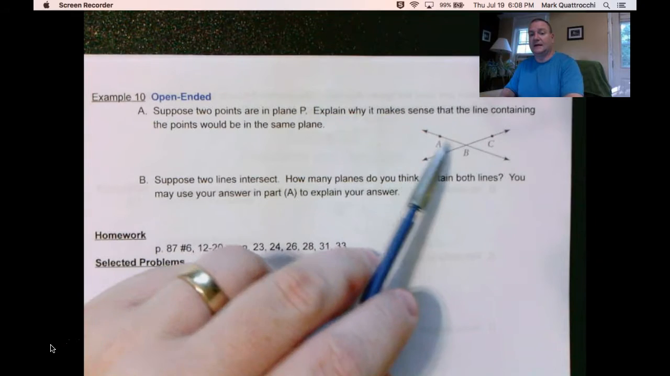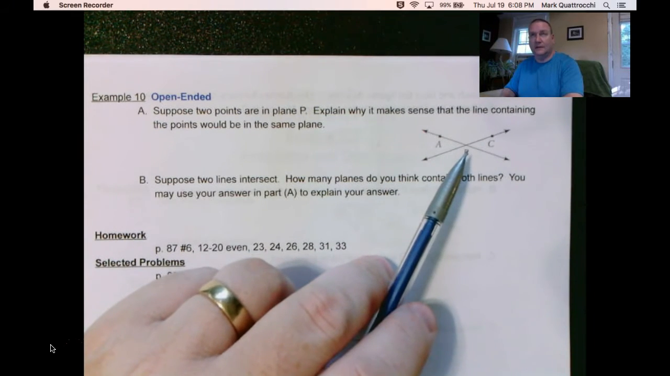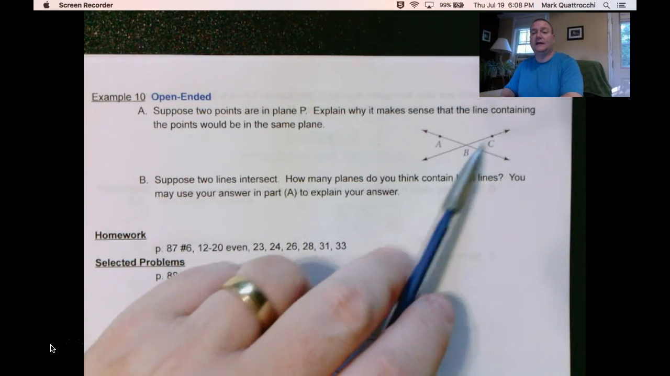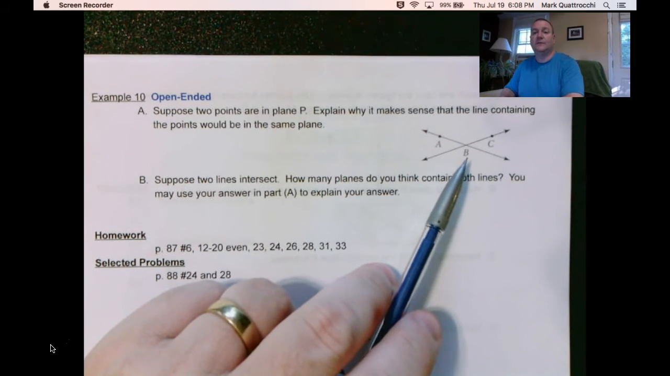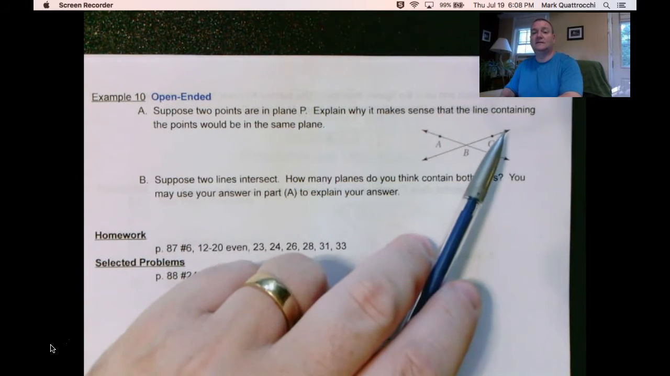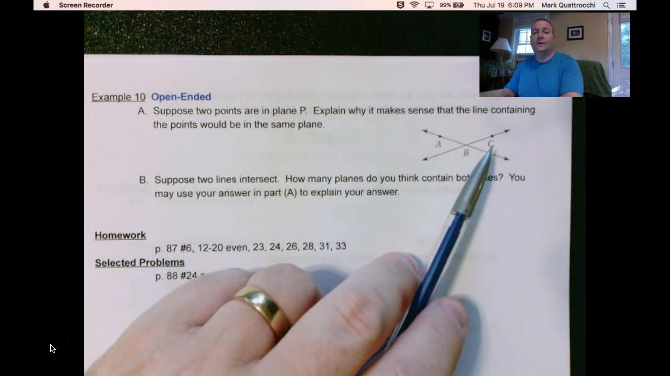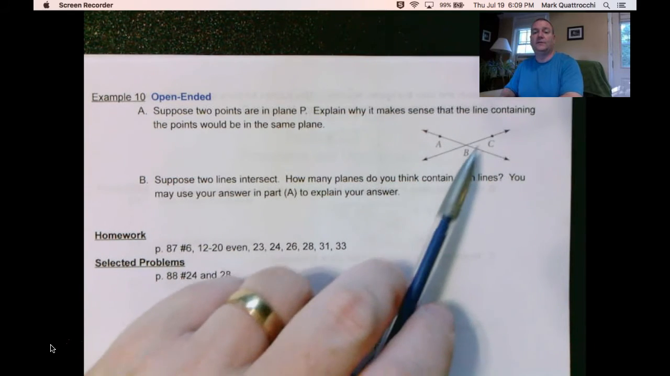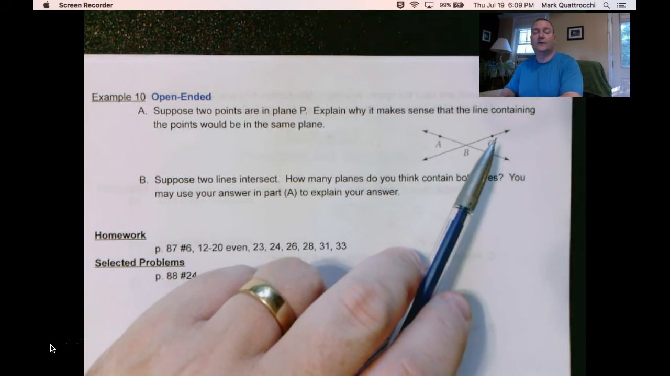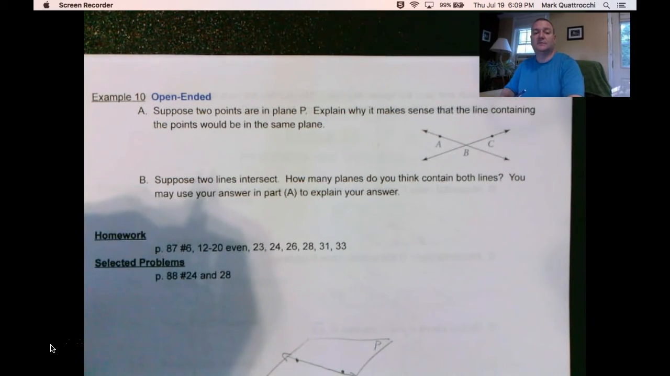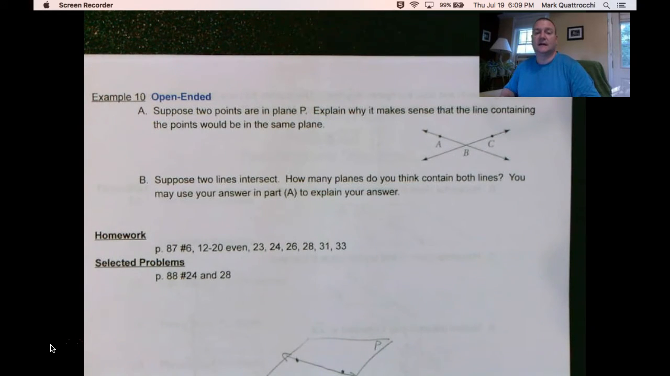So the line that contains points AB has to be in the same plane as the line that contains points BC, because A, B, and C are all in the same plane. So because these three non-collinear points are coplanar, these two intersecting lines must be coplanar. And that's the reason why two intersecting lines are always coplanar.